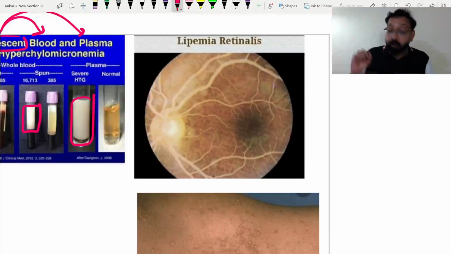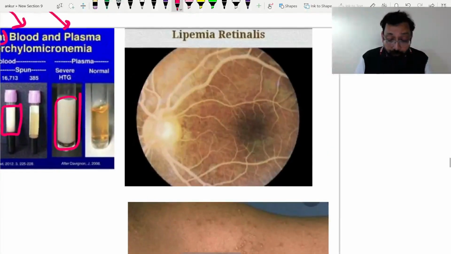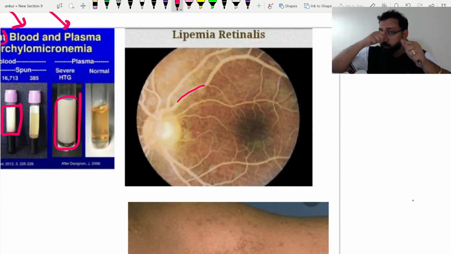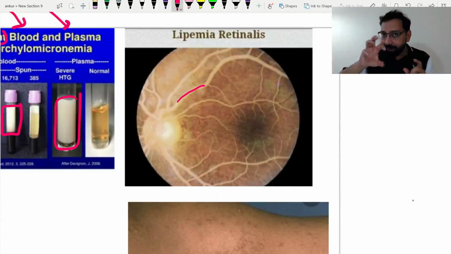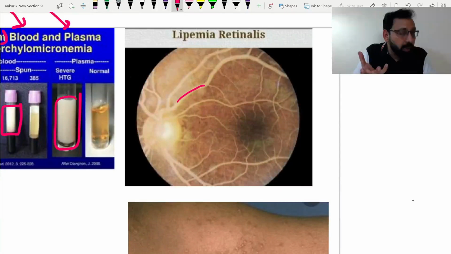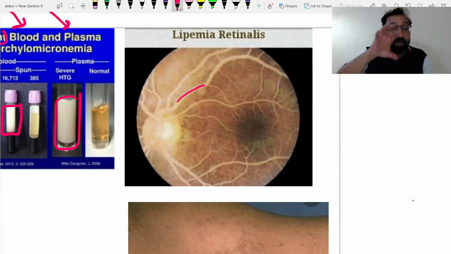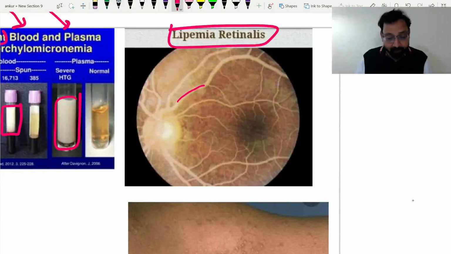And if triglyceride is so high, chylomicrons are so high in retinal blood vessels, you will find whitish color. Normally if you do fundoscopy, you will find a reddish, pinkish hue. But in a patient having increased chylomicron, hyperchylomicronemia or type 1 hyperlipoproteinemia, the fundus would be whitish. That is called lipemia retinalis.